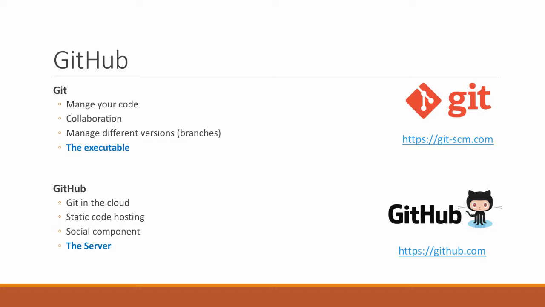GitHub also has a social component, so you can star repositories, you can follow people, you can see their profiles, and see what they are working on. For Git, you need the executable, so you have to go to the website git-scm.com and download the binary files for Git. And GitHub will be our server where we're gonna host our code. So you have to go there and create an account, and we'll see how you do that.